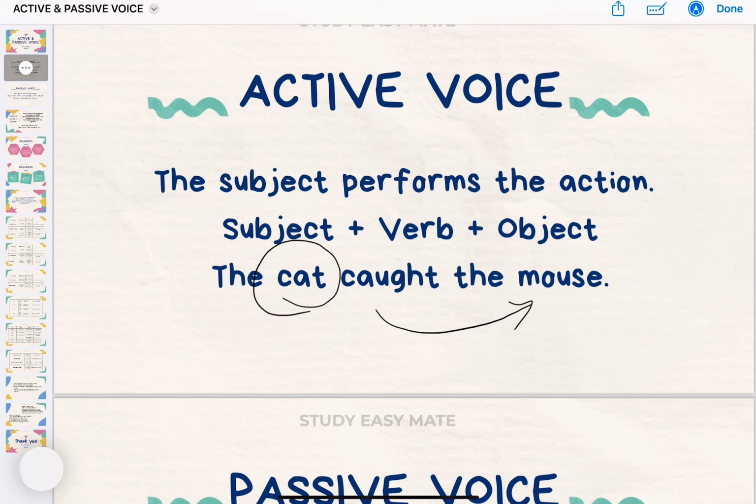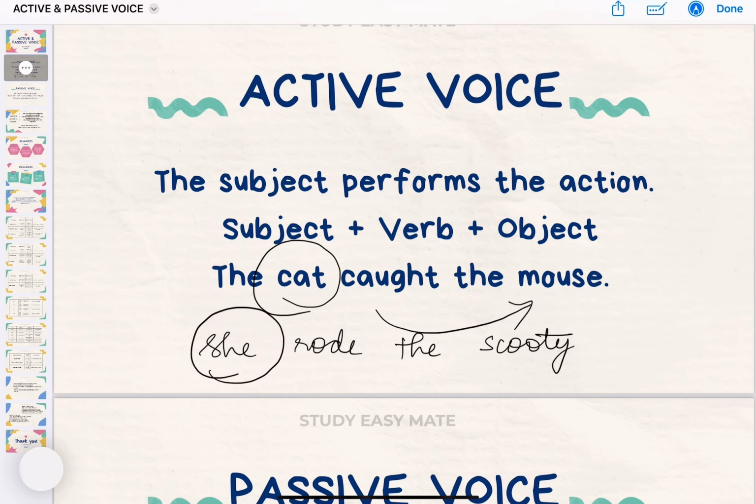Let me give you another example. She rode the scooty. Here, she, the subject, performs the action. That means riding the scooty. So, active voice means subject plus verb plus object. This would be the basic structure for a sentence in active voice.